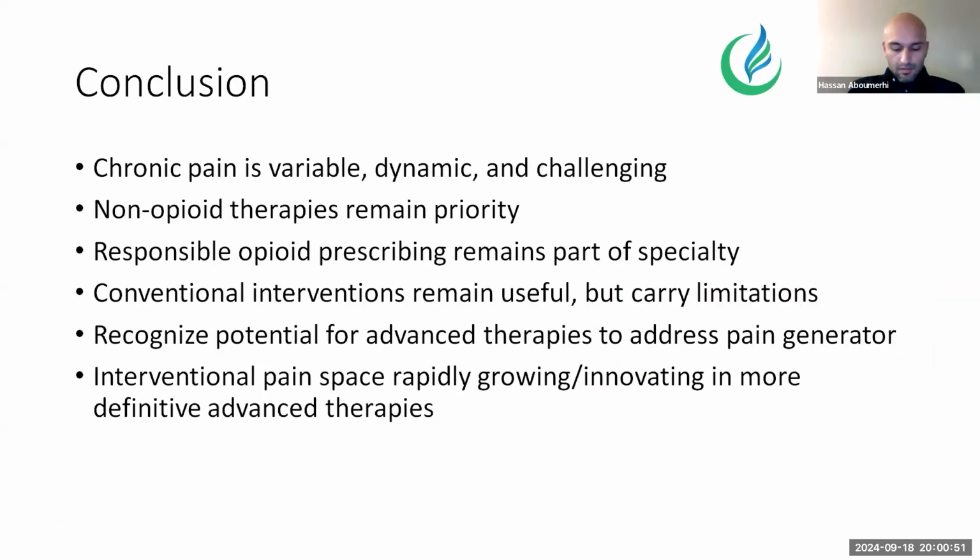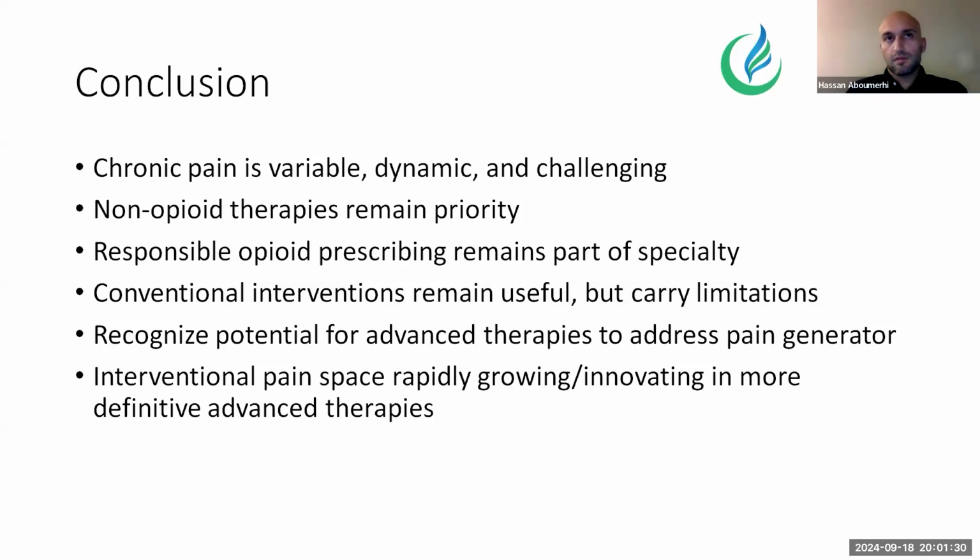So all in all, the takeaway is that chronic pain is really a variable, dynamic, and challenging thing to encounter in medicine. There's lots of different kinds, right? Lots of different types of pain, whether it's nociceptive or neuropathic or a combination, malignant or non-malignant. And non-opioid therapies are always the priority when you see a patient. You always want to maximize conservative treatment and perform a thorough workup. But responsible opioid prescribing also remains a part of our specialty.